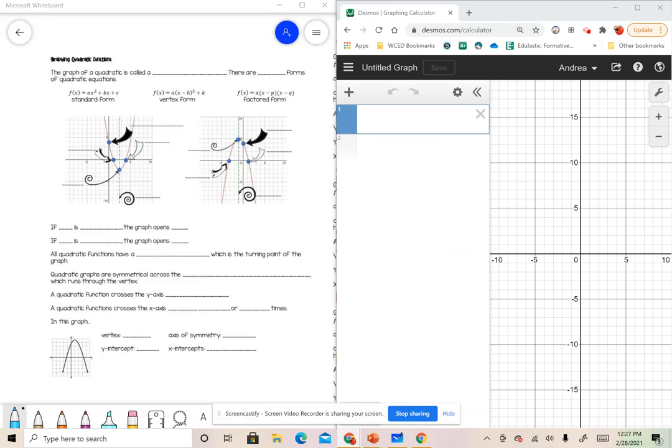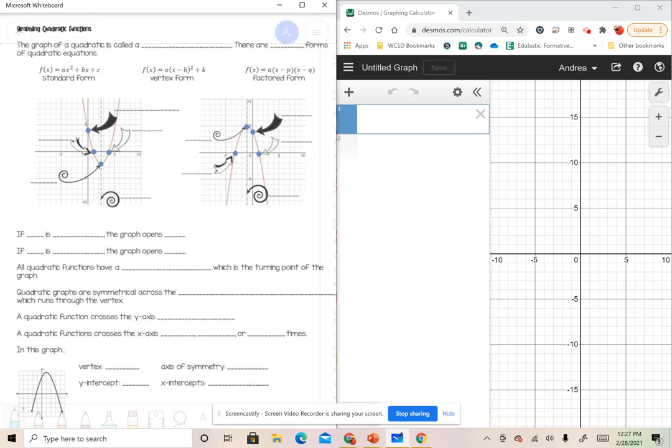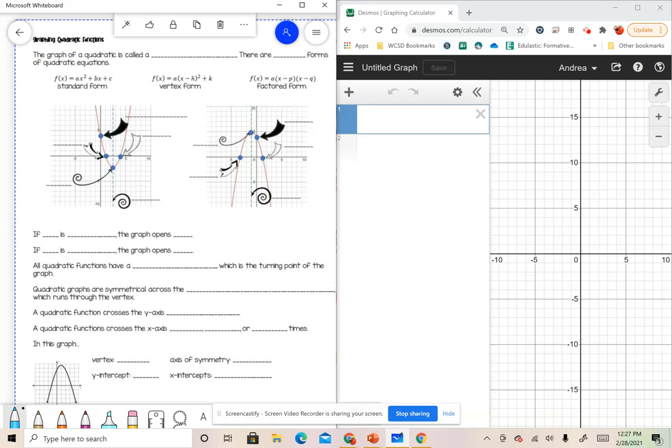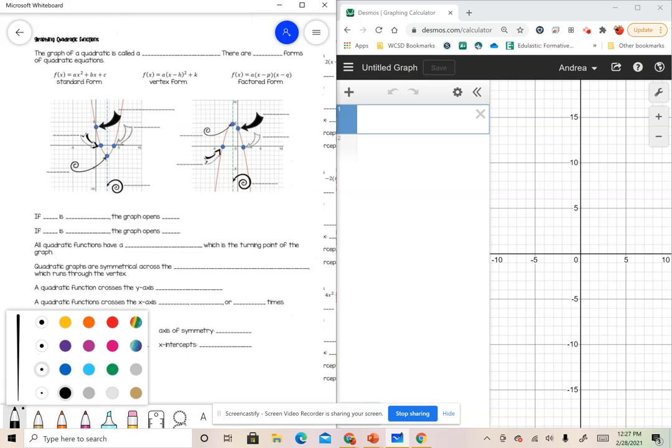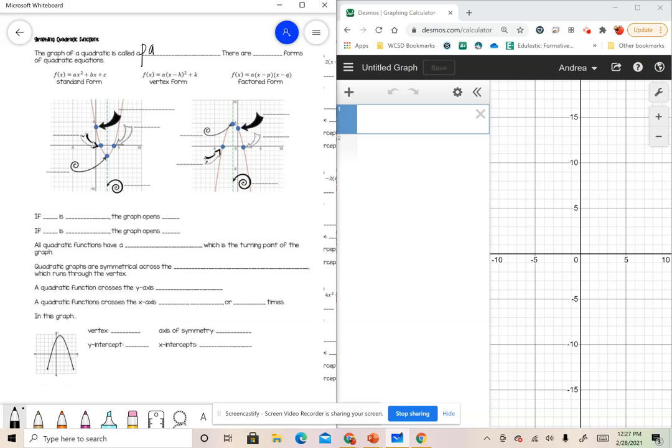Okay, this is going to be our graphing quadratics notes. So we're going to graph the last of the functions that we talked about in Algebra 1. Okay, so here we go. A quadratic function, the graph of it is called a parabola. It has either an upward or downward, kind of the shape of a U.